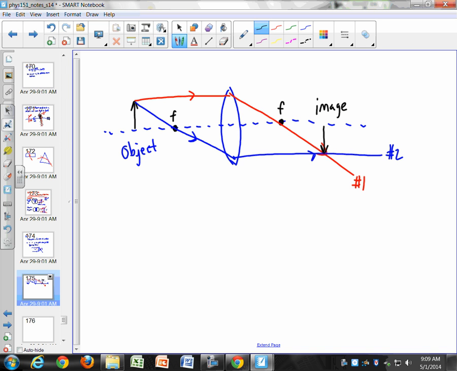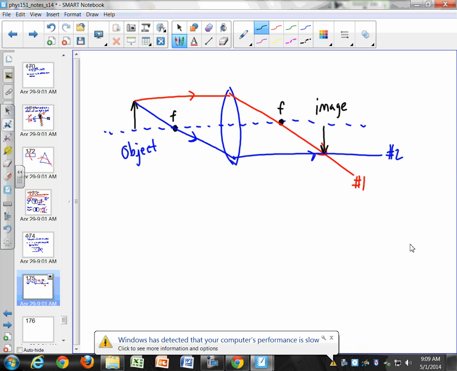My rays originate from the top of my object, the normal way that we draw these. My rays originate here, and so where they cross is going to be the top of the image. Now you can draw rays from the entire object, and then you'll find that the image is oriented in this way. But wherever the rays cross, if they cross below this axis, then you know that your image is going to be inverted. If they cross above the axis, you know that it's going to be upright.